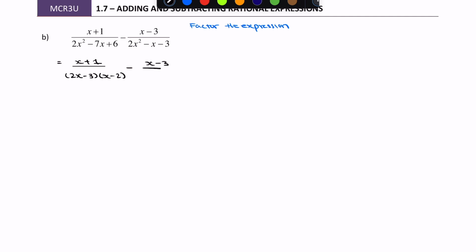Here we have x minus 3 over 2x minus 3, x plus 1. And so here we see that our lowest common denominator will be 2x minus 3, x minus 2, and x plus 1. Okay, so for the first expression, we want to multiply that by x plus 1. So we're quote unquote missing here. And in the second expression, we're going to multiply that by x minus 2.